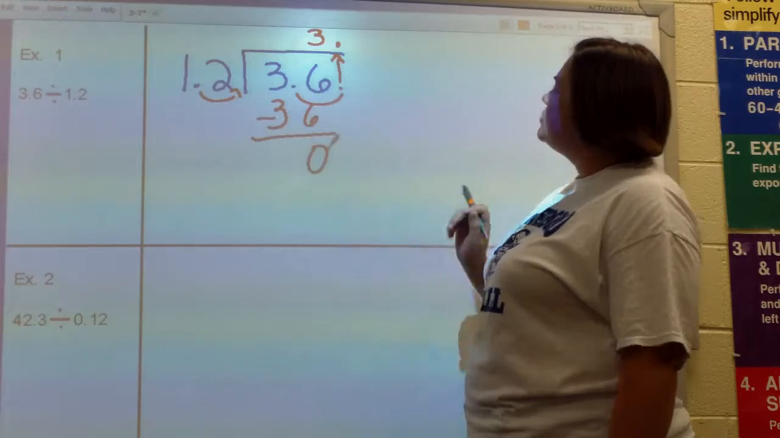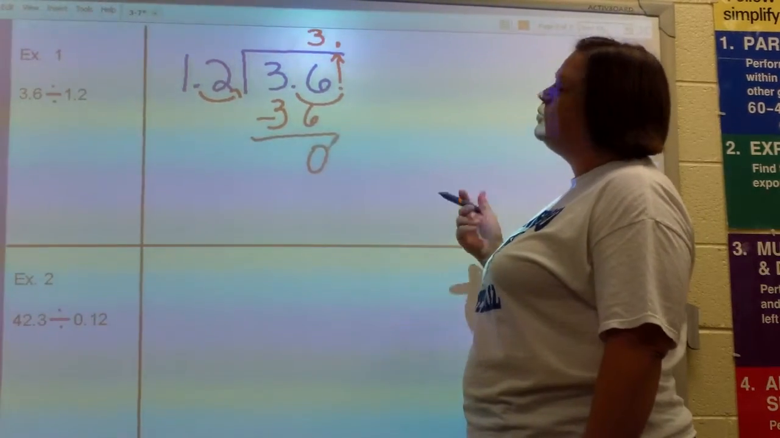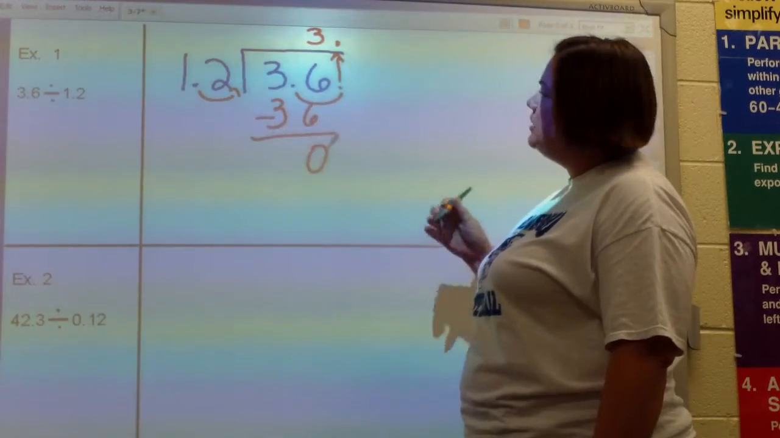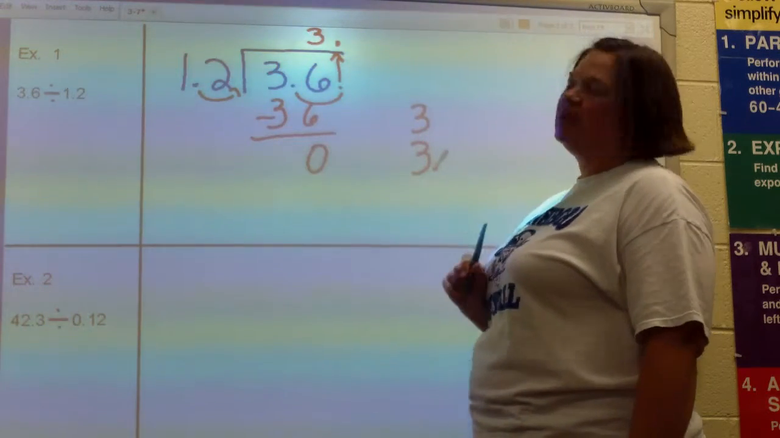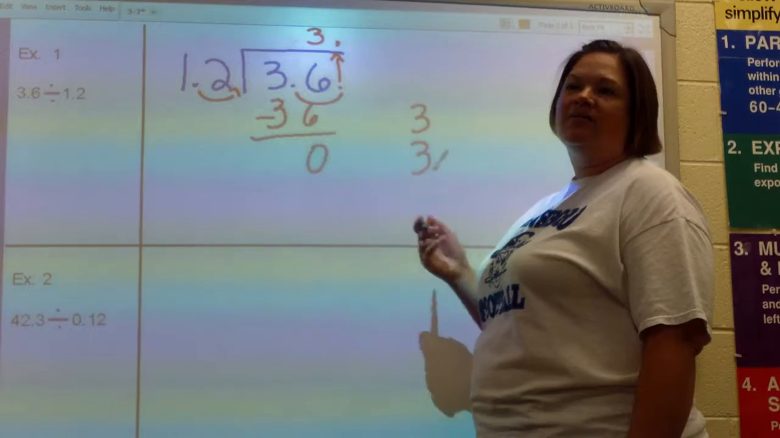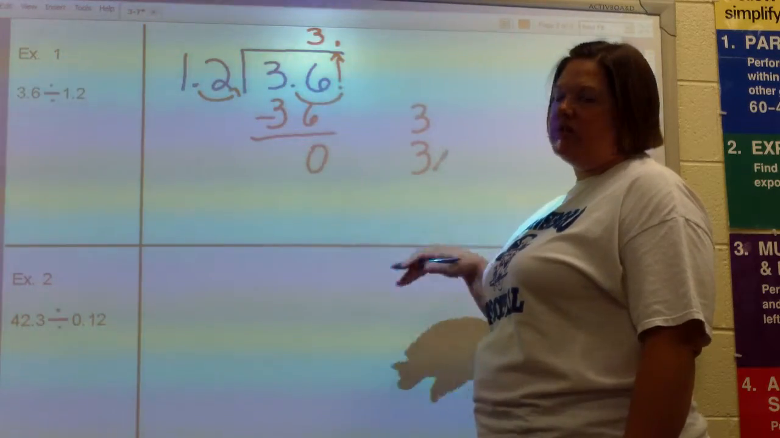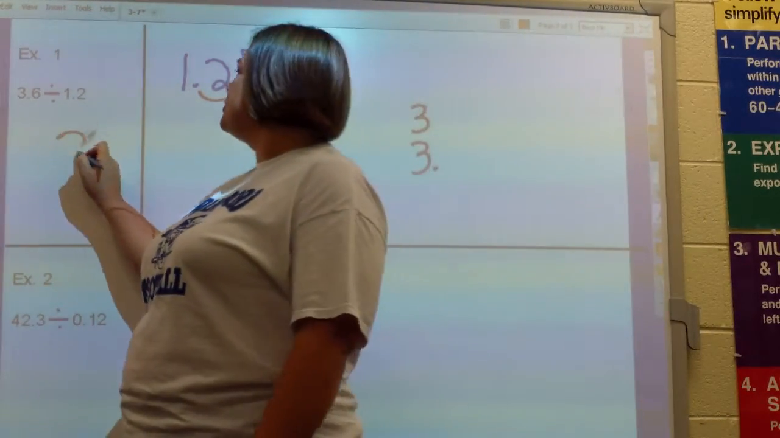So my answer is 3 decimal point, which is the same thing as 3, because we know that this is the same thing as this. Typically we don't see decimals at the end if it's a whole number. That is just the same thing. So our answer is just going to be 3.